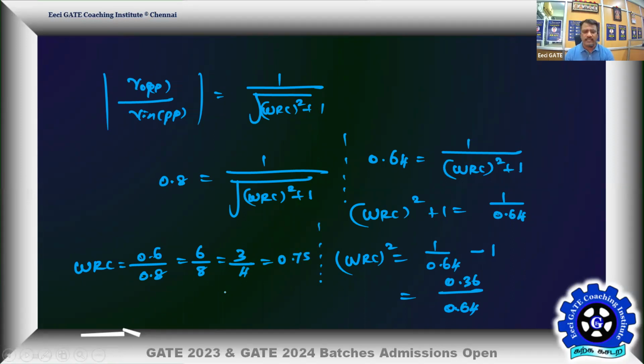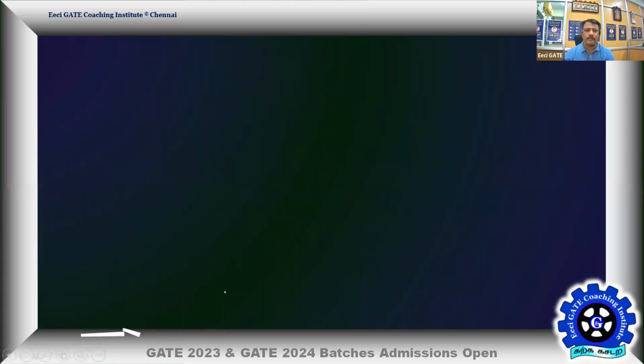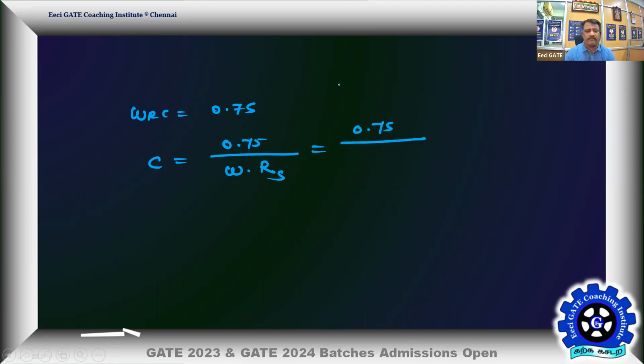The only unknown is the capacitor. So we conclude now omega RC is equal to 0.75, and then C is equal to 0.75 divided by omega into R. R is given. That is nothing but your source resistance RS we can take. So it is going to be 0.75 divided by omega; frequency is given as 1 kilohertz.